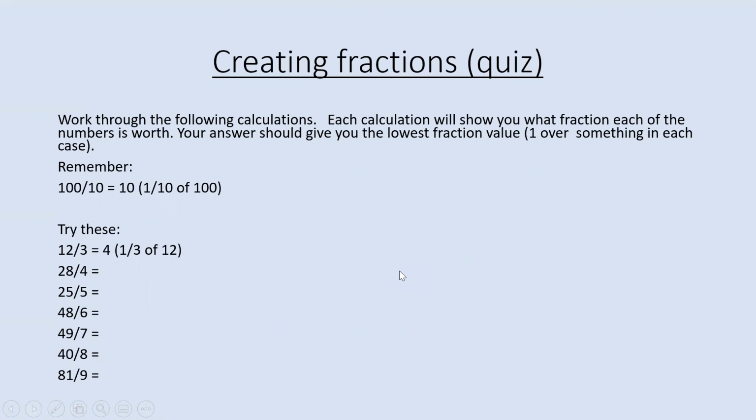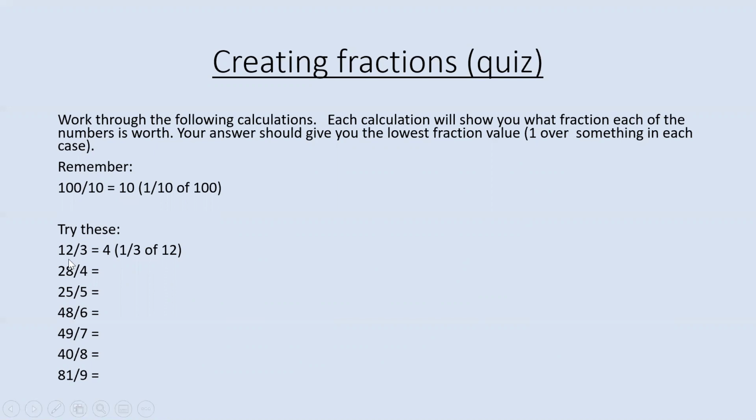We're going to try a quiz now in which we're going to create some fractions. All of these fractions should give you an answer of 1 over something. So you're going to work through the following calculations. Each calculation will show you what fraction each of the numbers is worth, and your answer should give you the lowest fraction value, 1 over something in each case. So in terms of how to work these out, we have just a couple of examples here. 100 divided by 10 equals 10. So your answer will be that 10 equals 1/10 of 100.